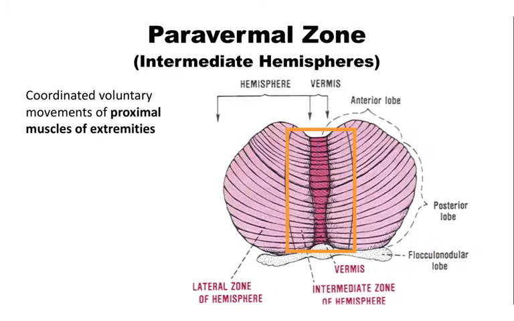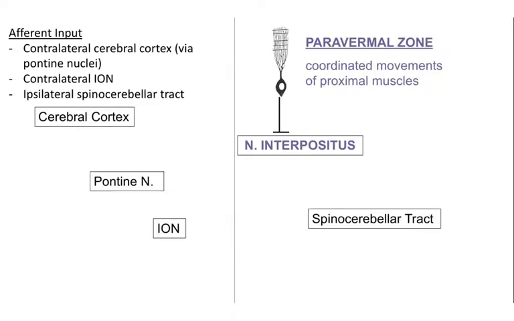So now we're moving into the paravermal zone, which is going to be involved in coordinating voluntary movements of the proximal muscles of the extremities. So when we're drawing our little stick man on the cerebellum, these would be the muscles located in the proximal extremities, obviously. So the paravermal zone and the nucleus interpositus is going to receive information from the contralateral cerebral cortex, the contralateral inferior olivary nucleus, and the ipsilateral spinocerebellar tract.